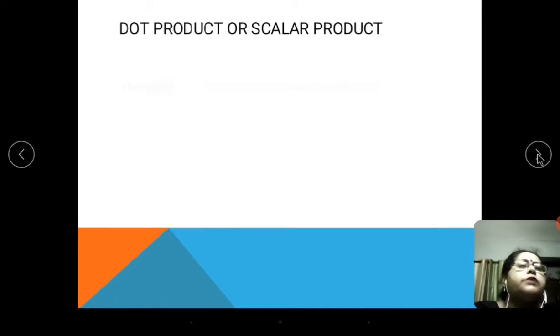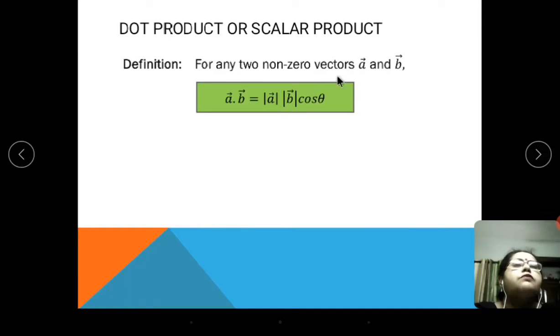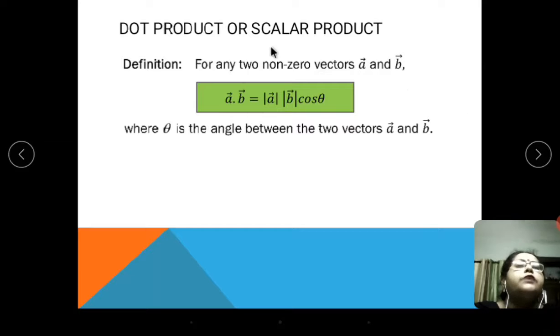So what is the dot product or scalar product? For any two non-zero vectors a and b, it is defined by this equation. We denote the dot product as a dot b, and it is given by mod a multiplied with mod b multiplied with cosine theta, where theta is the angle between the two vectors a and b. Once again, the dot product is the product of the magnitudes of the two vectors multiplied with the cosine of the angle between them.